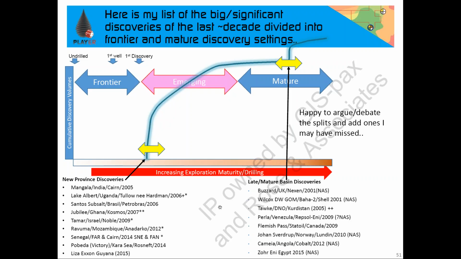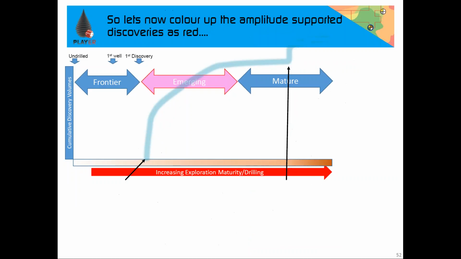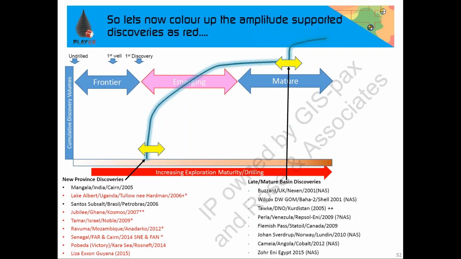So if I take these two different sets of global big discoveries or famous discoveries, let's now color them up by which ones were amplitude supported or not. The ones in red there are amplitude supported. The ones in black are not amplitude supported. So I think you can see a fairly common theme, and clearly amplitude support de-risks frontier exploration, where charge is quite often the fundamental risk. So when you have that particular element, you obviously have de-risked and it's obviously looking good.